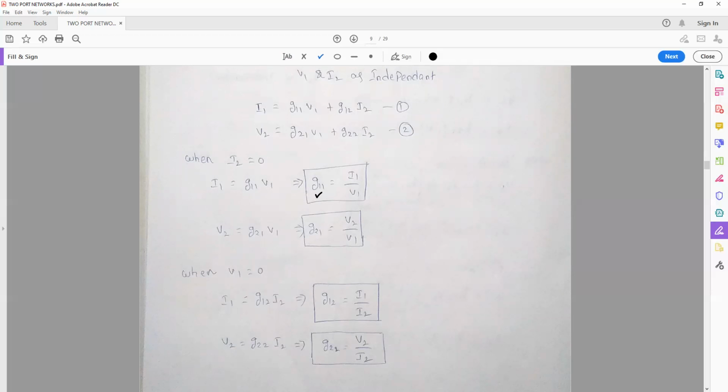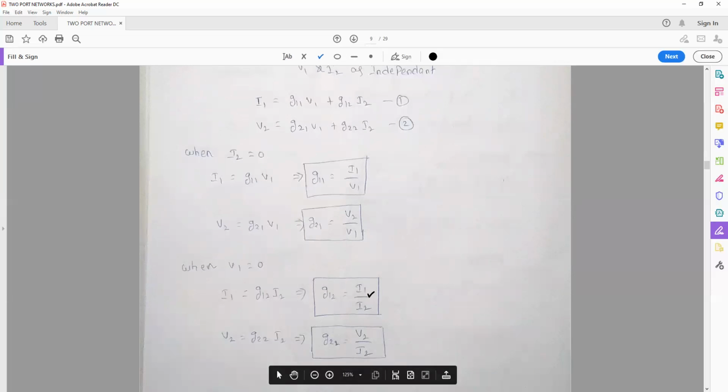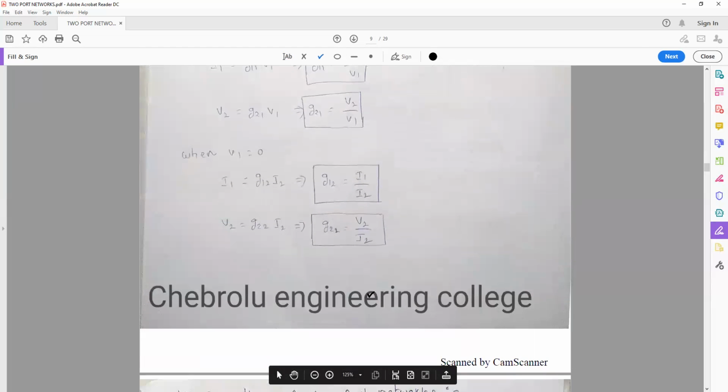So from this, G11 is equal to I1 by V1, G21 is equal to V2 by V1. So next, we set V1 to zero, then I1 is equal to G12 I2 remains, and V2 is equal to G22 I2 remains. So from this, what G parameters do we have here? G12 is equal to I1 by I2, G22 is equal to V2 by I2. So prepare just this concept carefully.